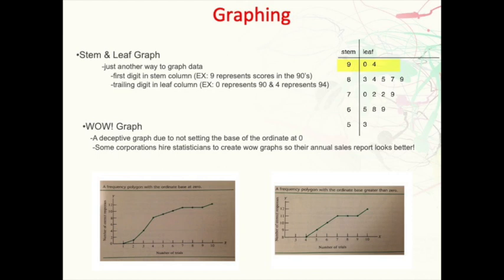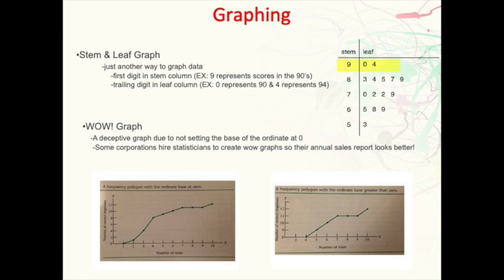And so you make this kind of chart here where in the first column you have the stem, and then in the second column you have the leaf. So you put the first digit of the score in the stem column. For example, if you look at the highlighted numbers on the slide, 9 represents scores in the 90s, and then below that, 8 would represent scores in the 80s, 7 in the 70s, 6 in the 60s, and 5 in the 50s. And then you put the trailing digit in the leaf column. So if you look again at the scores that are highlighted in yellow, what we would actually see from this graph is that we have a score of 90 and we have a score of 94.